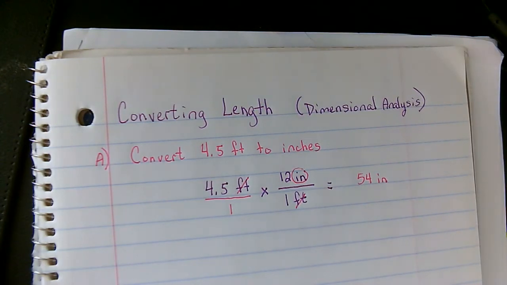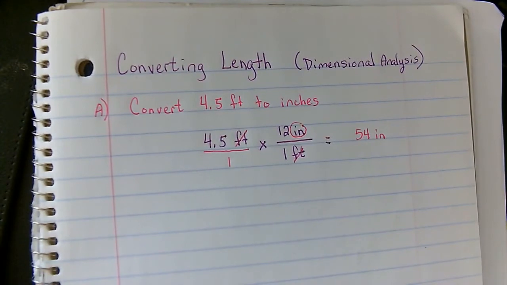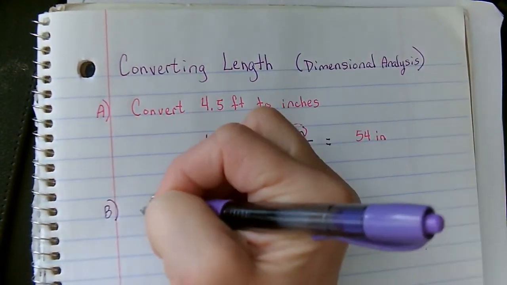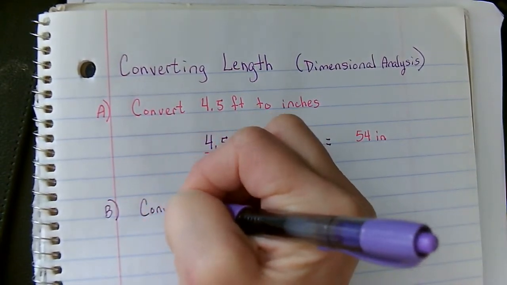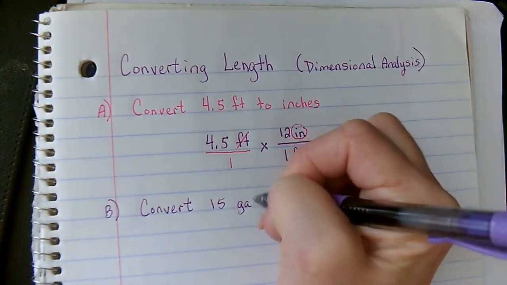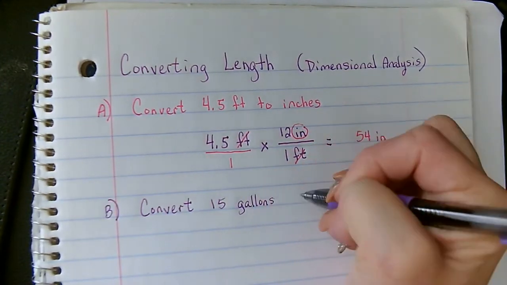Now let's move on to sample B. On sample B, let's convert 15 gallons to quarts.